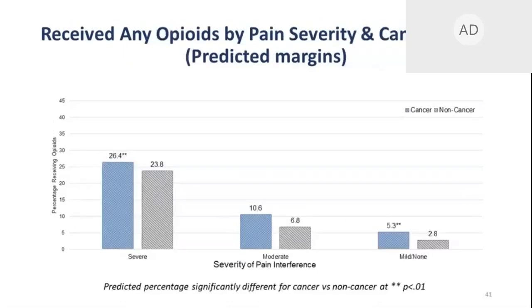You can see that this pattern of results holds also for opioids, where the individuals with cancer have higher probability of receiving an opioid compared to those without cancer across all 3 severity categories. And these are significant, again, for the severe and the mild-to-none categories.